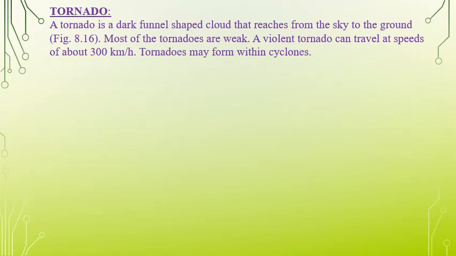Now to the tornado. A tornado is a dark funnel-shaped cloud that reaches from sky to ground. In our figure 8.16, you will find a figure showing a tornado. Most of the tornadoes are weak. A violent tornado can travel at a speed of about 300 kilometers per hour. A tornado may be formed within a cyclone or during a cyclone.